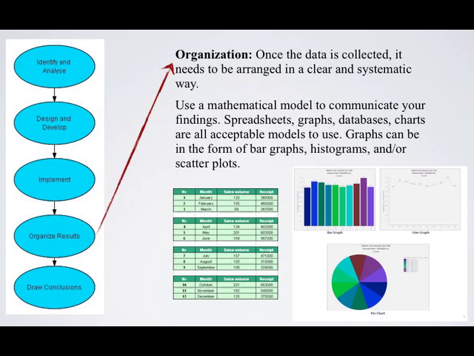The next step is organization. It's where you organize your results. Once the data is collected, it needs to be arranged in a clear and systematic way. Use a mathematical model to communicate your findings. Spreadsheets, graphs, databases, charts, all are acceptable models to use. Graphs can be in the form of bar graphs, histograms, scatter plots, or pie charts. There are lots of methods in which you can organize your data. You have to choose the one that's appropriate to answering your question.